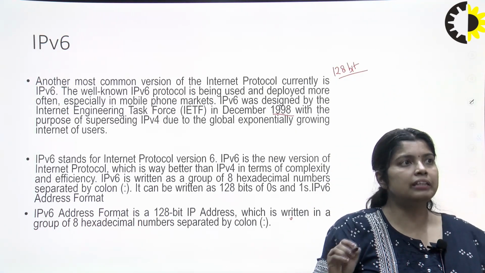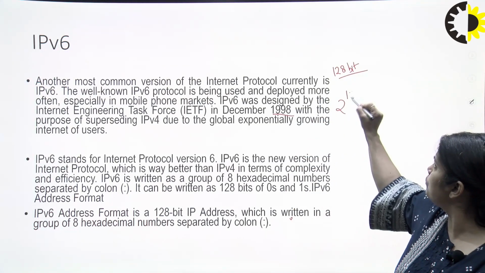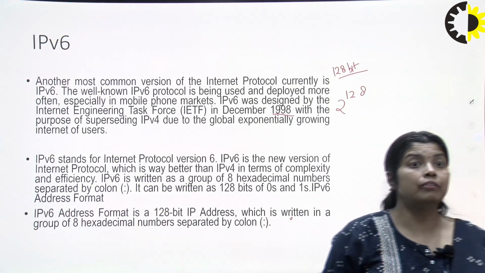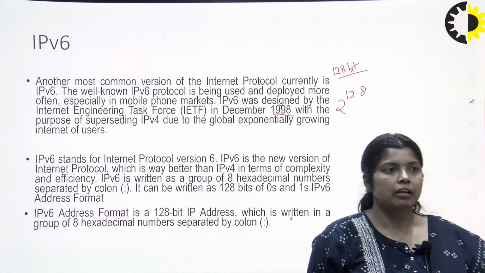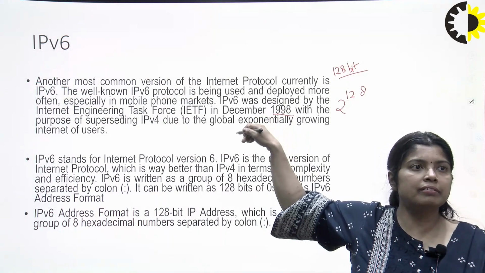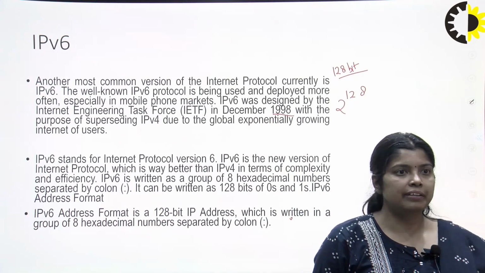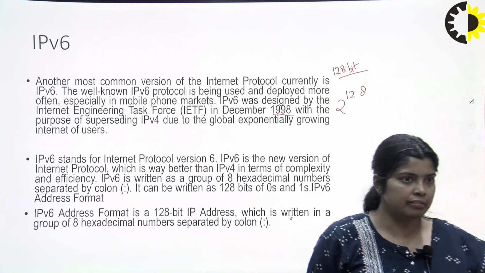When you are using IP version 6, the total number of users will be 2 to the power 128. It is more than sufficient. So that's why we are using IP version 6. Generally, in today's IoT devices, we are using IP version 6.